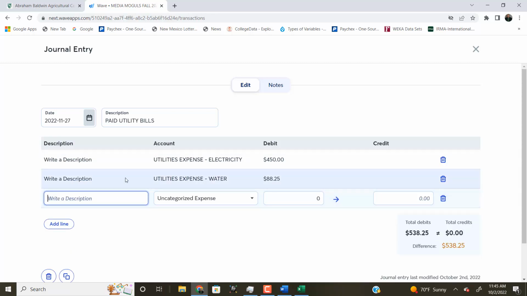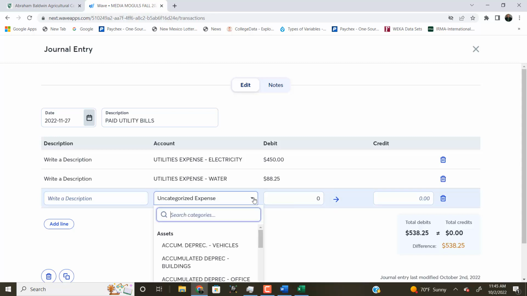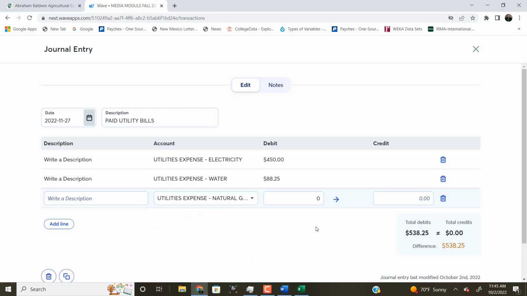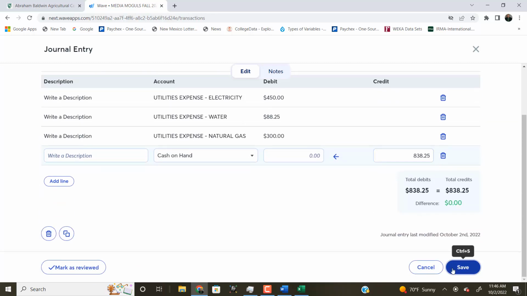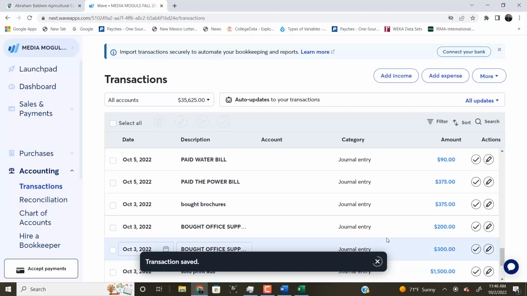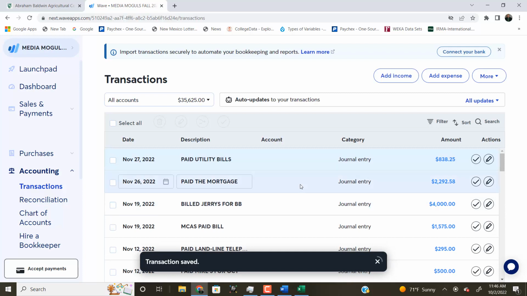Add a line. Again, if you just said utilities expense 450, utilities expense 88, that's fine. And the last one is utilities natural gas, and that was 300. The benefit of doing it this way is you don't have to add them up. Now you know it's 838.25. Okay, add a line. You're going to pay them in cash, so you're going to find your cash. And 838.25 to make it balance. Okay, that takes care of that entry.